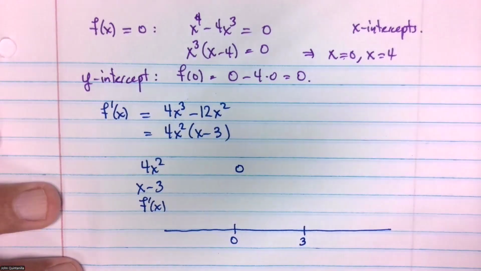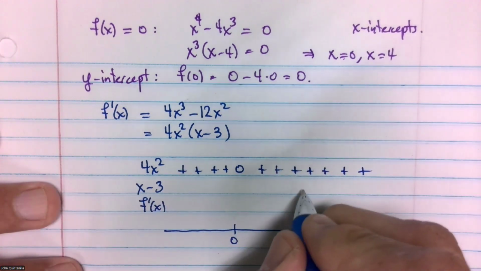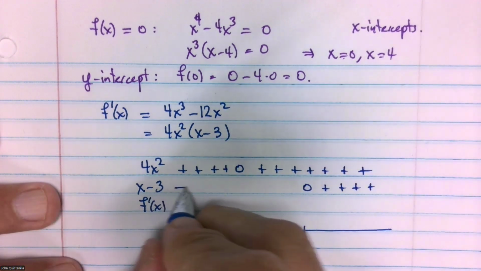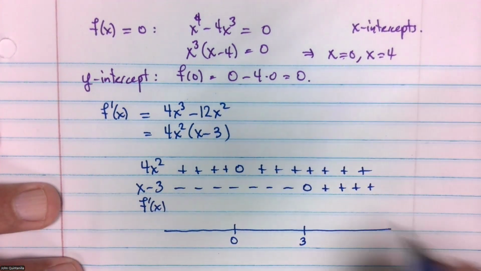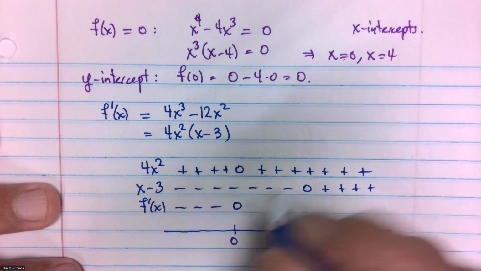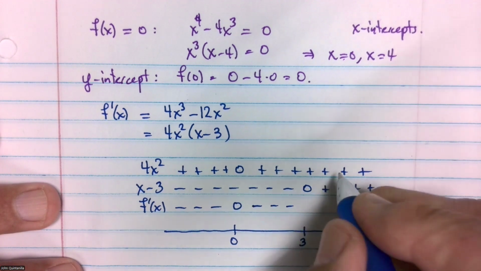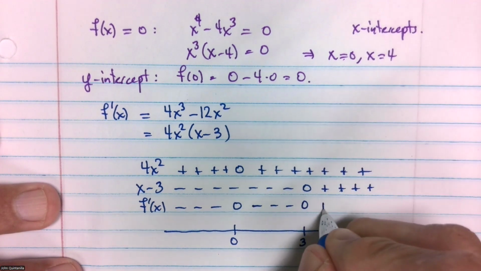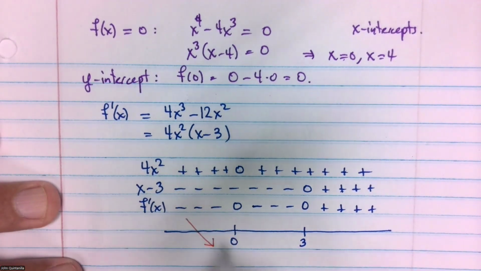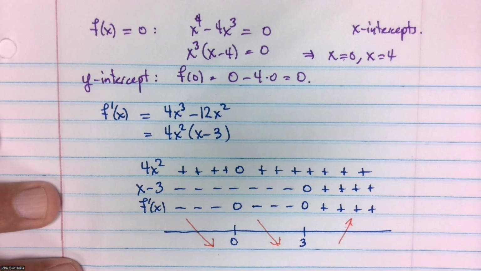4x squared is 0 when x is equal to 0. Otherwise, it is positive. x minus 3 is equal to 0 when x is equal to 3. If I plug in something bigger than 3, it is positive. If I plug in something less than 3, it's negative. So multiplying together, positive times negative is negative. 0 times negative is 0. Positive times negative is negative. And then 0 here. And then positive times positive is positive. So the net effect is that the function is decreasing to the left of 0. It is decreasing to the right of 0. And it is increasing to the right of 3.